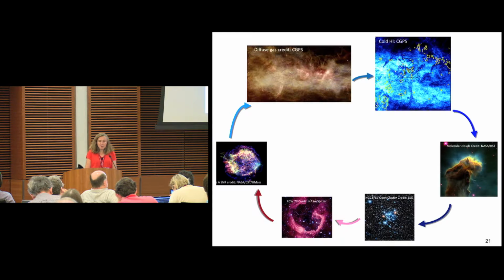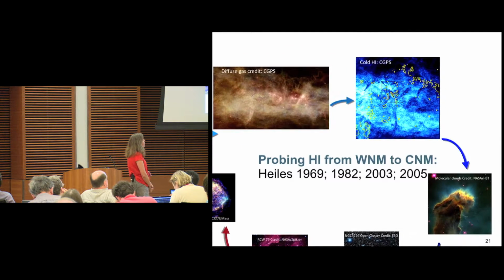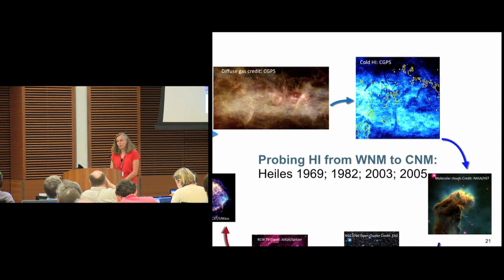So the next part is on probing H I from the warm neutral medium to the cold neutral medium. This covers many, many papers of Carl's, leading from all the way back in his PhD days up through the very important recent work on the Heiles and Troland survey, probing the properties of the cold neutral medium through to the warm neutral medium.